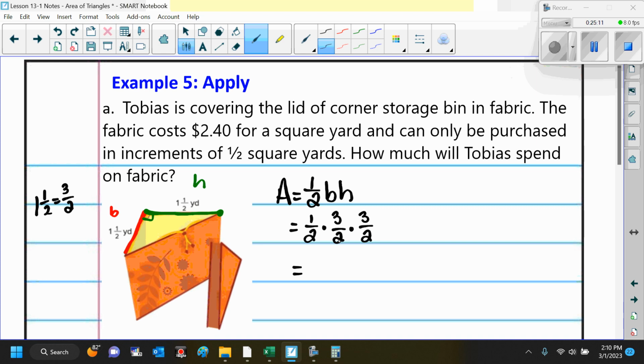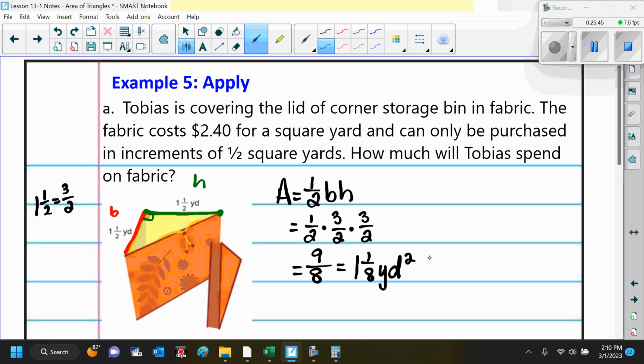Now, be careful, don't do 2, 4, 6. It's multiplication, don't forget. So we have 1 times 3 is 3, times 3 is 9, so 9 in the numerator. Down here we have 2 times 2 is 4, times 2 is 8. So here we have 9/8, which is 1 and 1/8 yards squared.